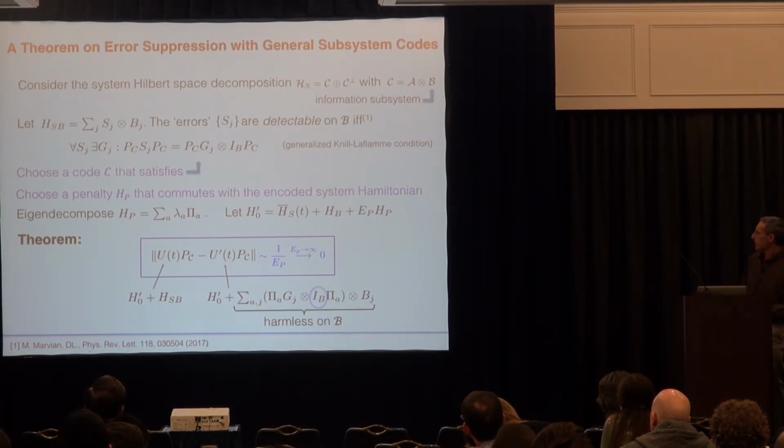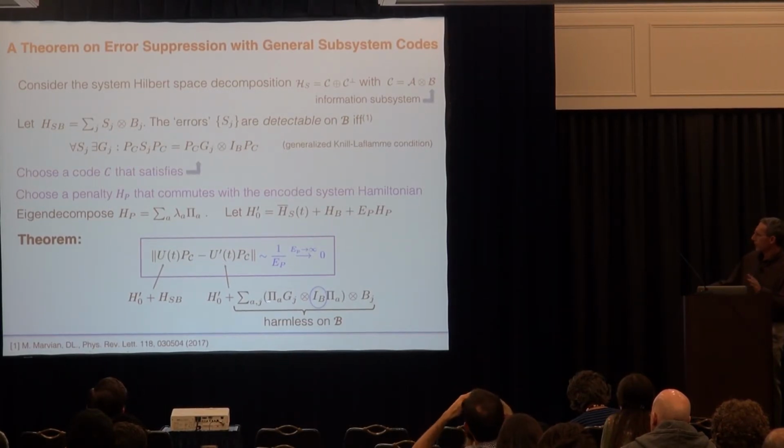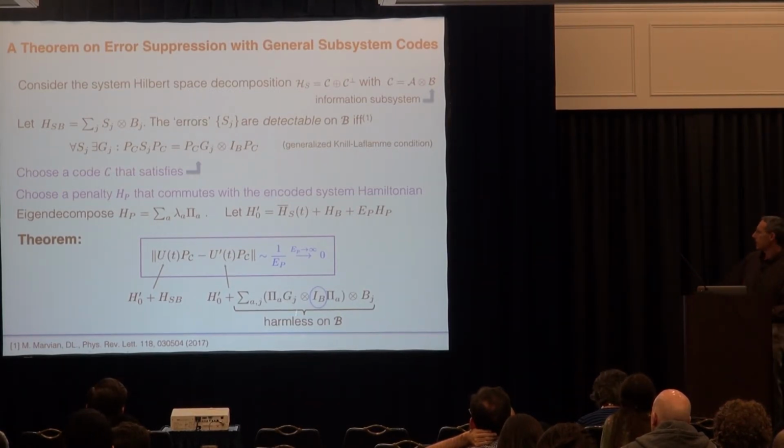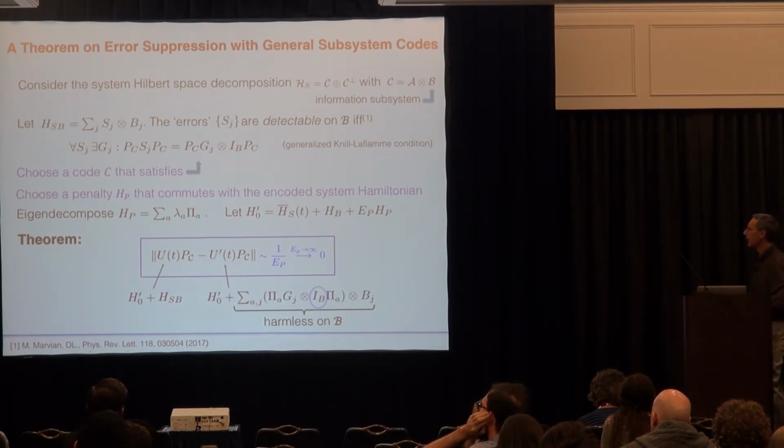Project that to the code subspace. That goes to U prime projected on the code subspace, where U prime is the decoupled evolution plus some additional term that involves these projectors that appear here in the decomposition of the penalty Hamiltonian. But importantly, the identity acts on the information subsystem. So basically, this extra term doesn't do any damage because it acts like identity on the information subsystem. And this goes to 0 like 1 over the strength of the energy penalty.